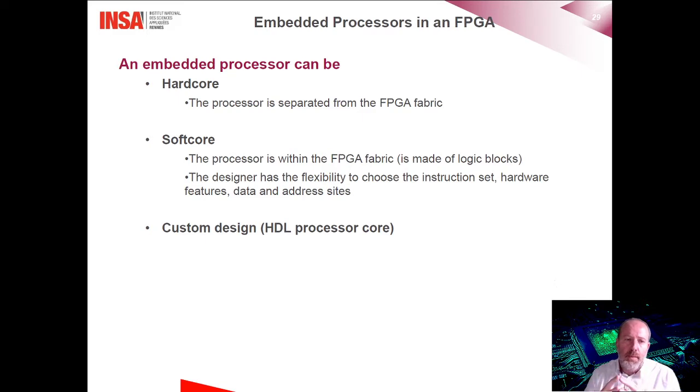The soft core can be seen as an IP that is made available by vendors, either Xilinx or Intel, and such processors often come with a bunch of libraries and assembly tools or compilers, linkers that can be directly used to manage this processor. The third type of embedded processor within an FPGA is what we call a custom design.